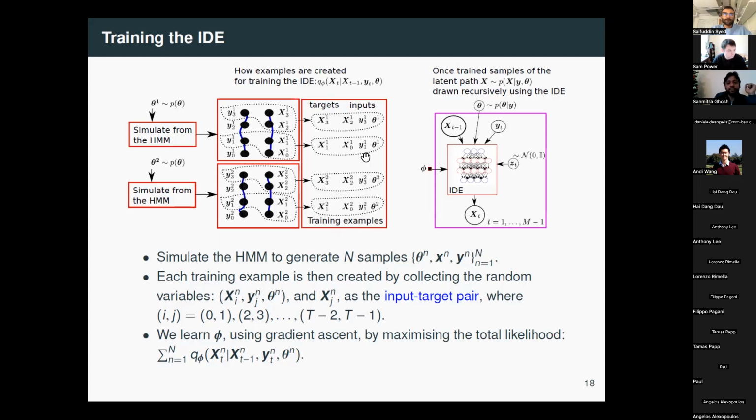And once you have generated the training set and fit your normalizing flow, then this is basically the graphical model. You generate your simple random variable, you take your data point at time t, your parameters coming from your posterior, and the past sample of the latent state, and use your IDA to generate the next time point. And then you think of just recursively drawing it over the time factorial graph. Yeah. So that's basically the idea.